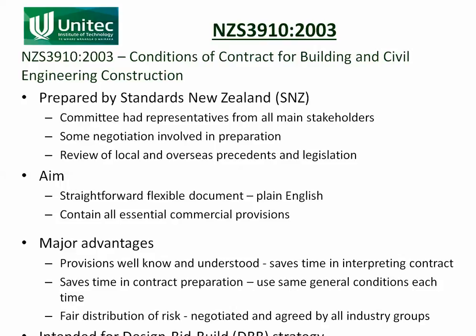Now off the bottom of this, I don't know if you can see it, NZS 3910 is intended for a design bid build strategy. There is a new version of NZS 3910 coming out in the next year or so. It will include provisions that will allow for design and build. It will also include some new insurance provisions as well. But generally, it'll be much the same as this 2003 version that we're studying.